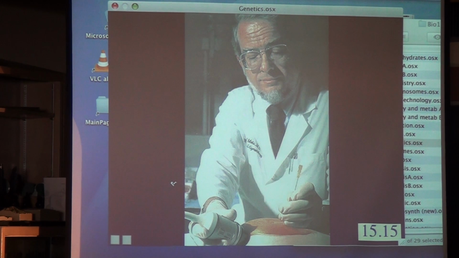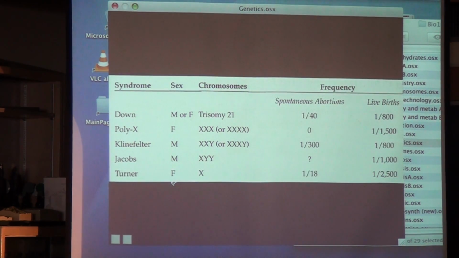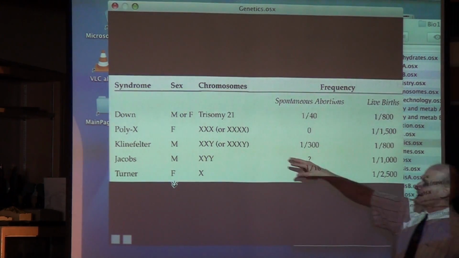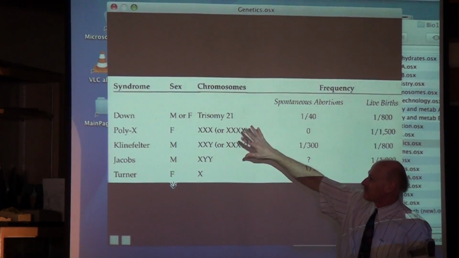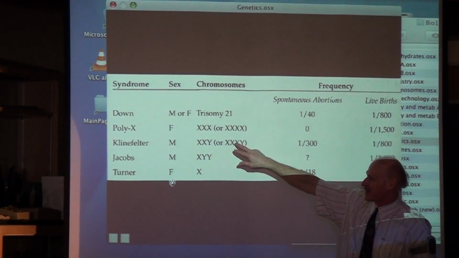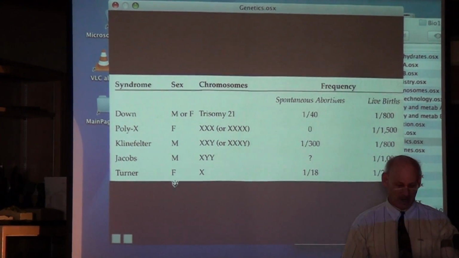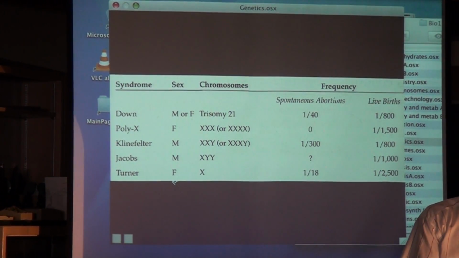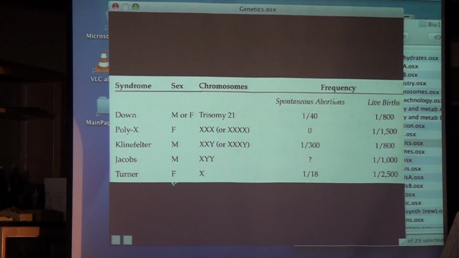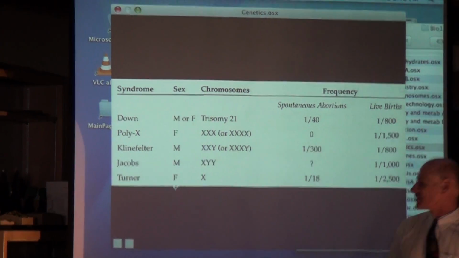Okay, so chromosome 21 is one of the autosomes. You can get aneuploidy from some of the sex chromosomes also. I think this chart comes next. Here we go. So notice that there are some syndromes here: poly-X syndrome, Klinefelter's, Jacobs, and Turner syndrome, where the number of X chromosomes is not what they're supposed to be. Let's look at this one called Turner syndrome.